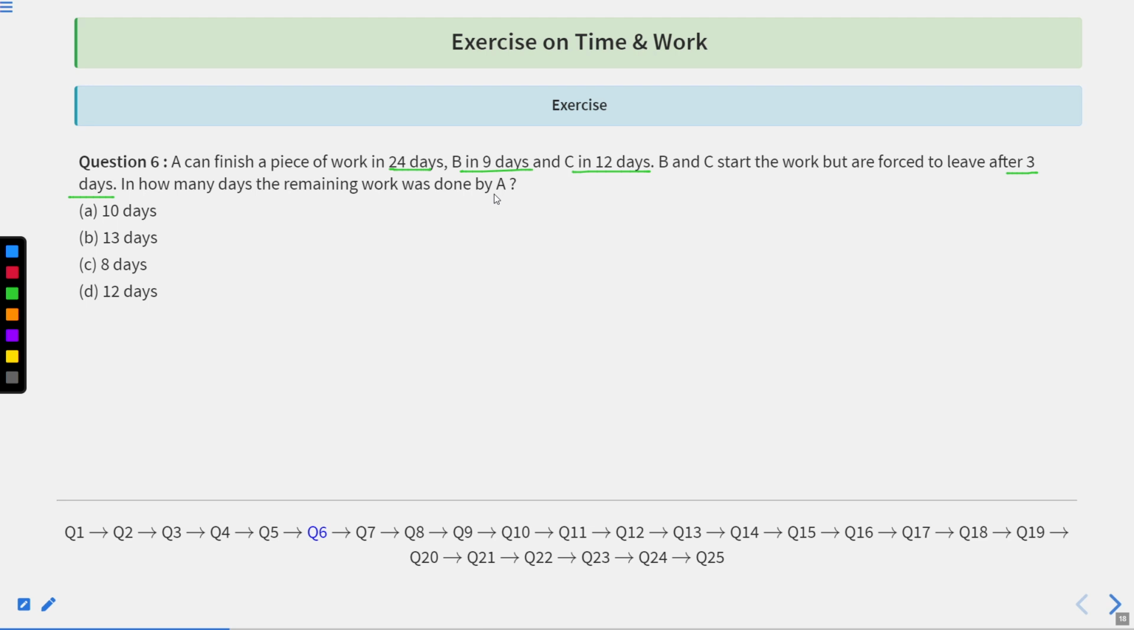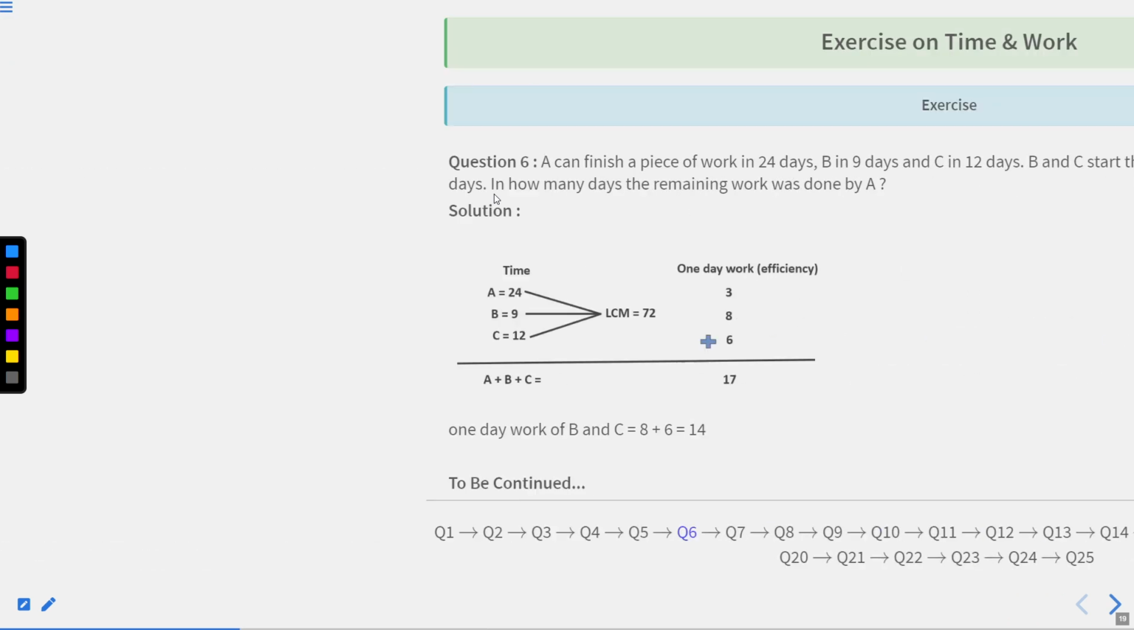And B and C start the work but are forced to leave after 3 days. Okay, so B and C. Now A is not in the picture yet. B and C are working together to complete that task, and they worked for 3 days and were kicked out after 3 days, and A continued the work. So how many days will A take to complete the work? So let us see the solution.